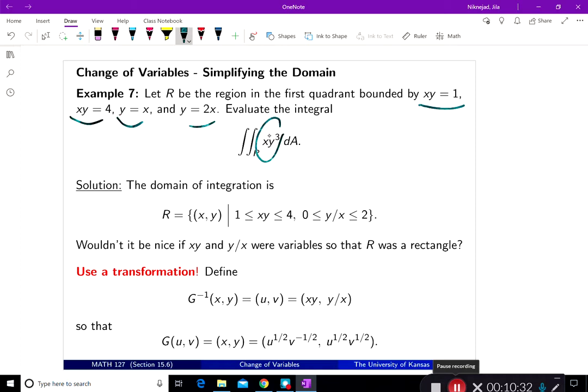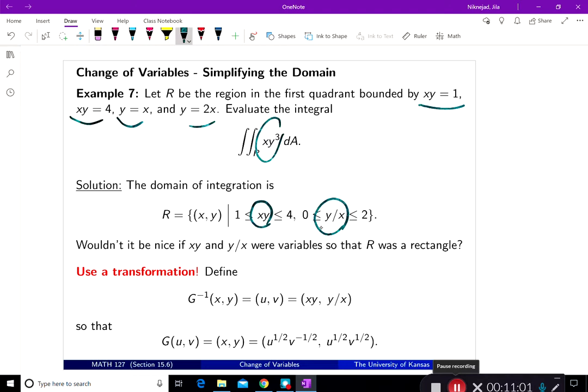easy to do, and then we're asked to find this integral over this region basically. And so what I notice is that there is the xy between 1 and 4, and y over x between 1 and 2. And it seems like this could work for me in this situation.